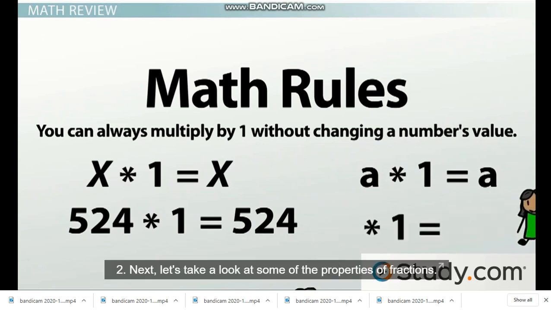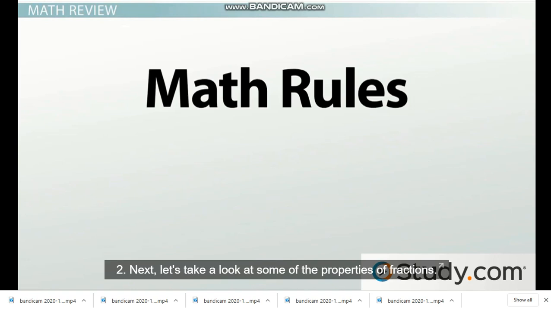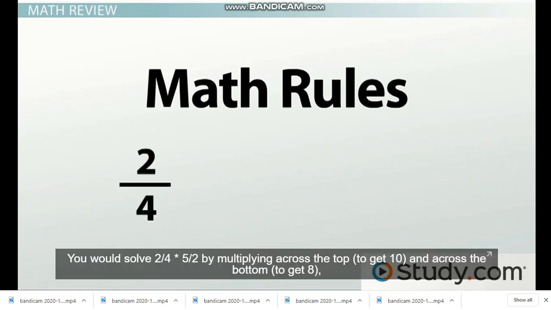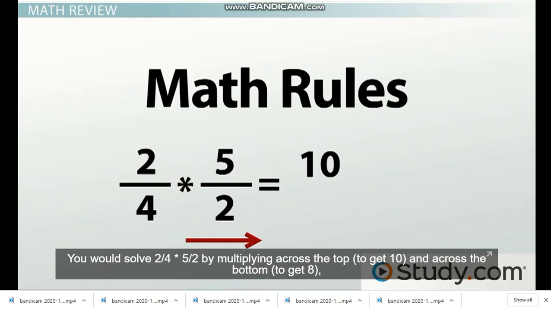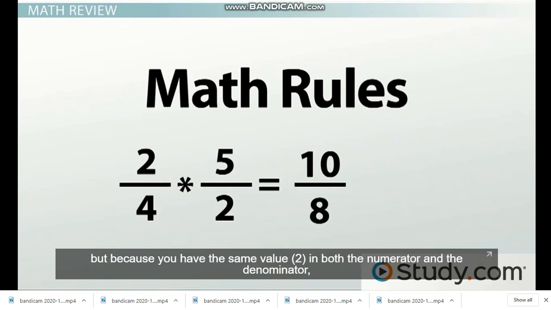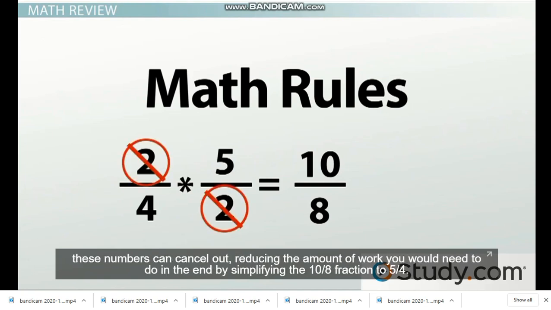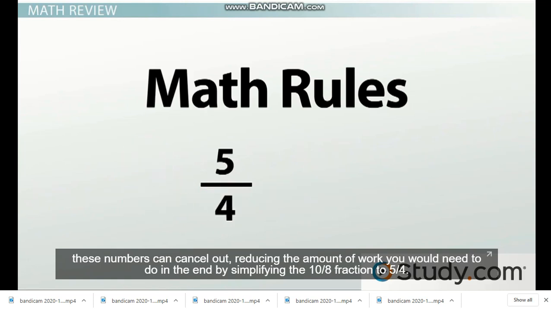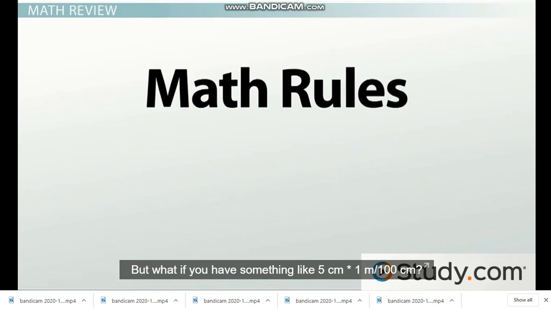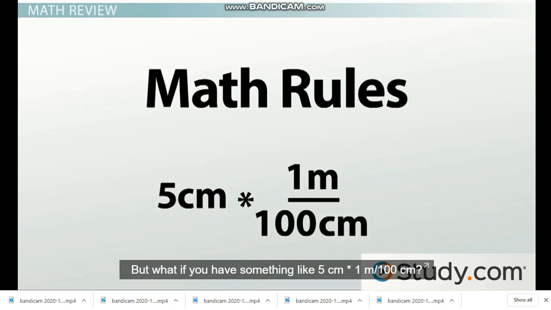Next, let's take a look at some of the properties of fractions. You would solve 2/4 times 5/2 by multiplying across the top to get 10, and by multiplying across the bottom to get 8. But because you have the same value, 2, in both the numerator and the denominator, these numbers can cancel out, reducing the amount of work you would need to do in the end by simplifying the 10/8 fraction to 5/4. But what if you have something like 5 centimeters times 1 meter over 100 centimeters?